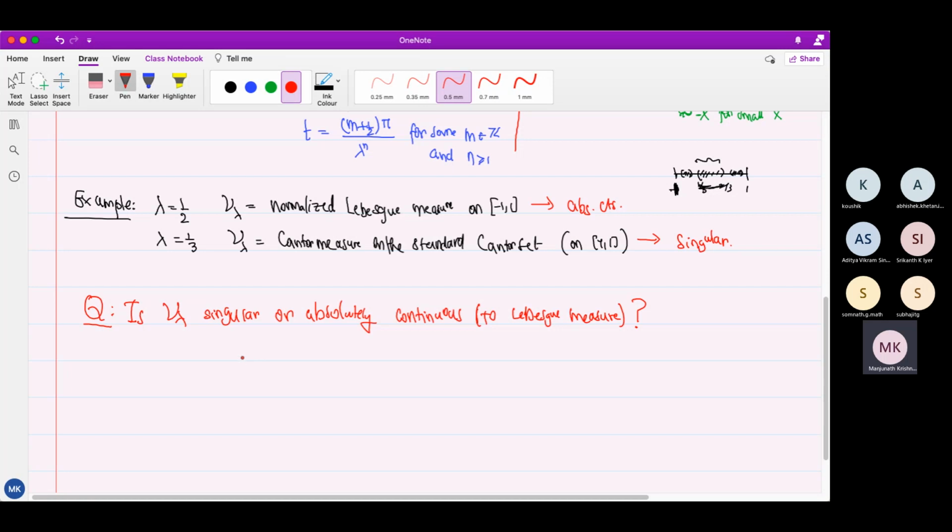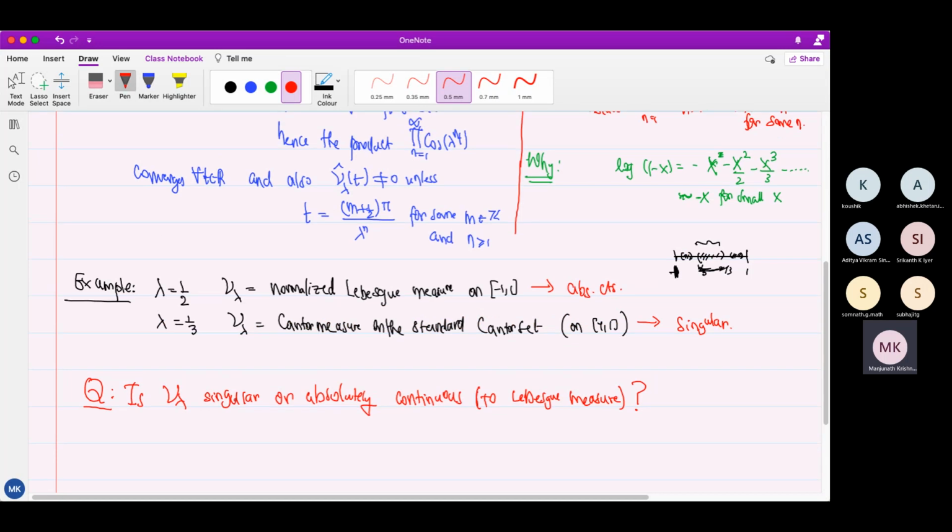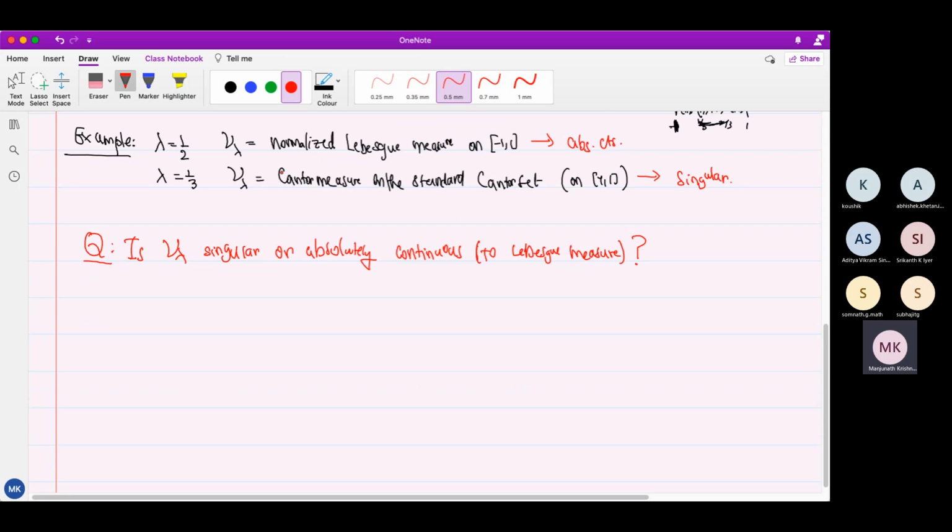Of course, measures can be neither singular nor absolutely continuous. It can be a mix of the two. You can take half of Lebesgue measure plus half of Cantor measure. That one is neither absolutely continuous nor singular, because of the Lebesgue measure part and the singular part. Generally that happens, but here we will see that it will be one of the two, either singular or absolutely continuous, and we will see what the answer is. But before that, let me settle the question for lambda less than half. Okay, so easy case.